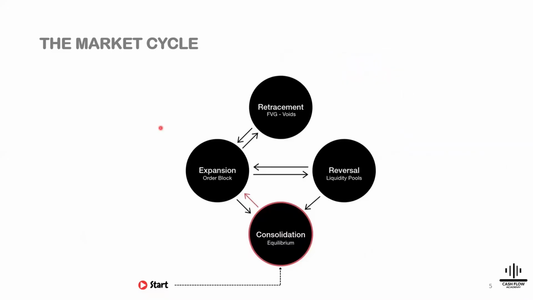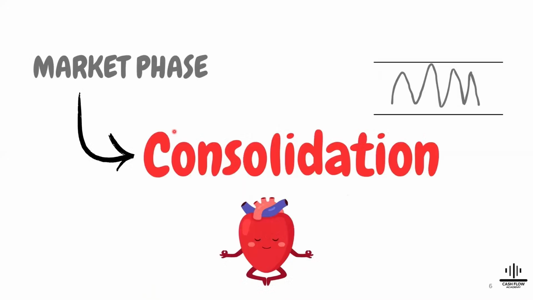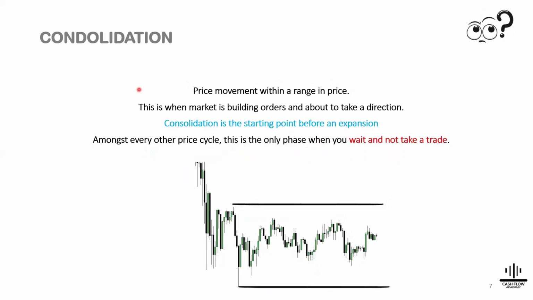So when you go to your chart, what you want to look for is consolidation. This is when the market is quiet. This is when orders are being built. The market phase we're going to be talking about in this video is consolidation. We're going to understand how to identify it and its characteristics. Consolidation is simply price movement within a range in price. This is when the market is building orders and about to take a direction. Consolidation is the starting point before an expansion.